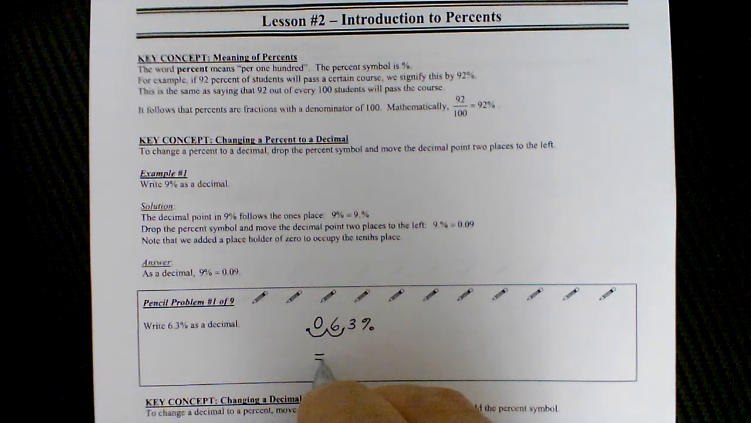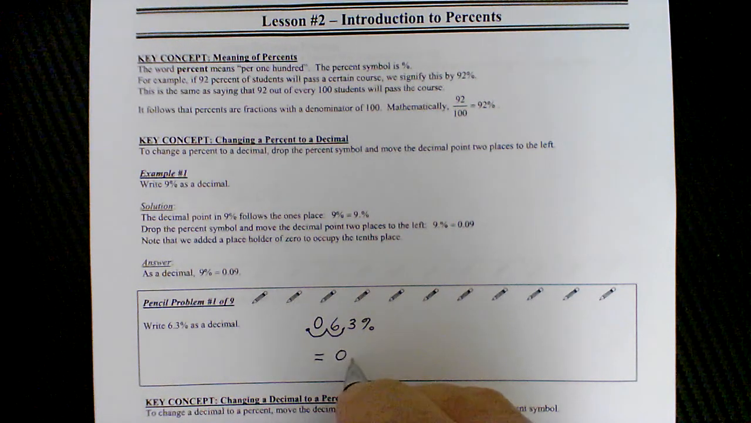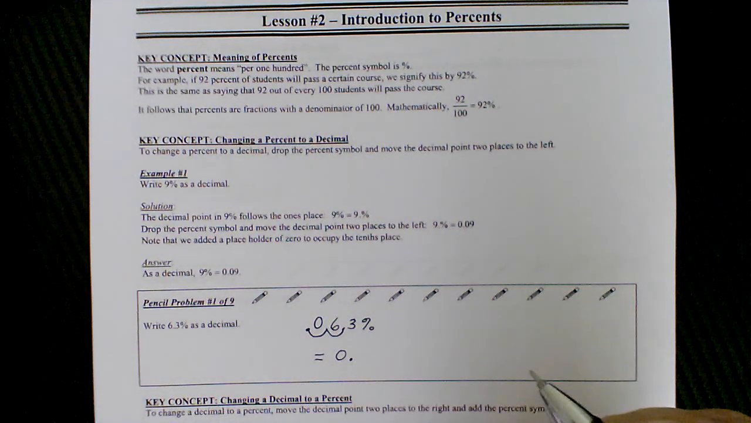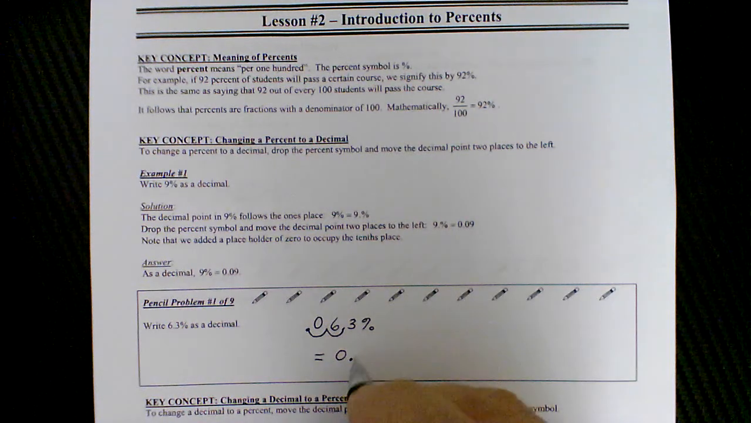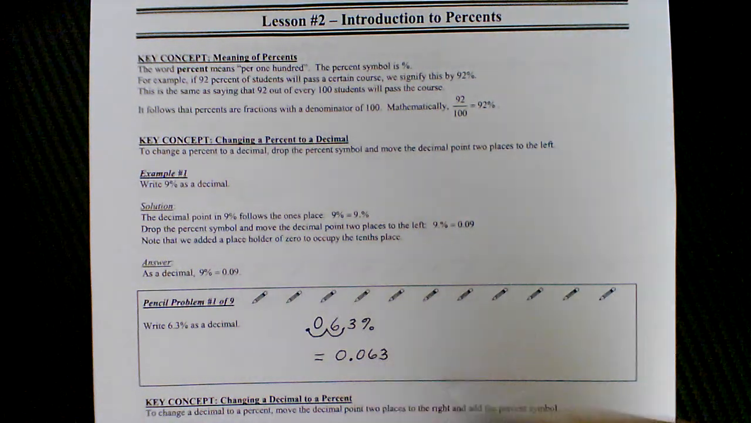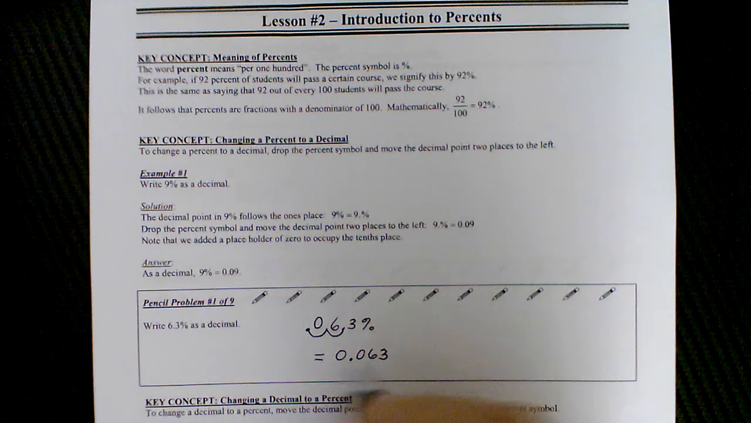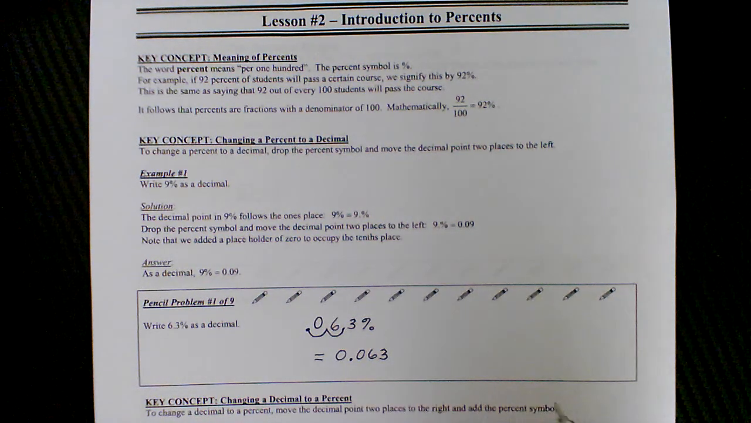So this would be equal to, I always put a 0 before the decimal point. You don't have to. And then we'll recopy 063 and drop the percent symbol. So again, 2 places to the left and drop the percent.